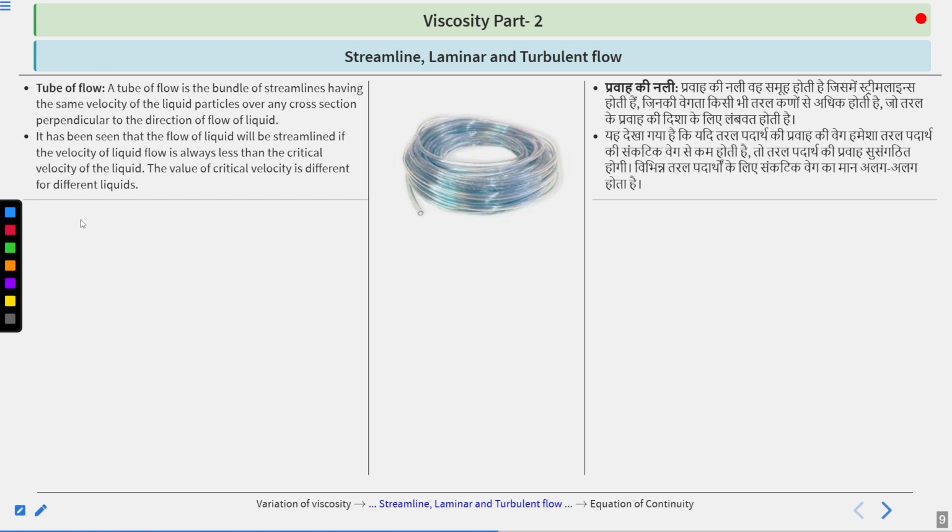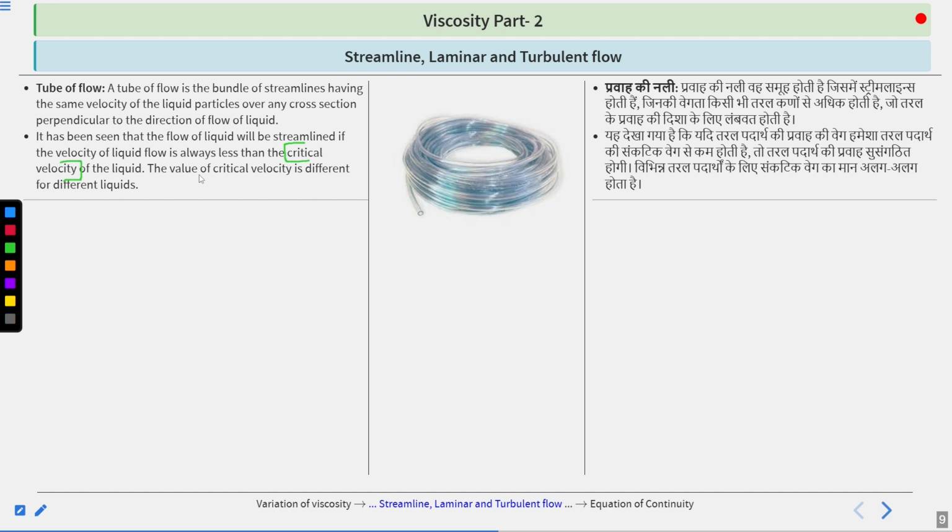So what do you mean by the critical velocity? Let me tell you. Critical velocity is that velocity after reaching which the flow will become turbulent. So the velocity at which the flow transforms from streamline to turbulent is the critical velocity. As long as the flow of liquid is below this critical velocity, the flow will be streamlined. But once it crosses the critical velocity of the liquid, the flow will become turbulent and no longer a streamline or steady flow.